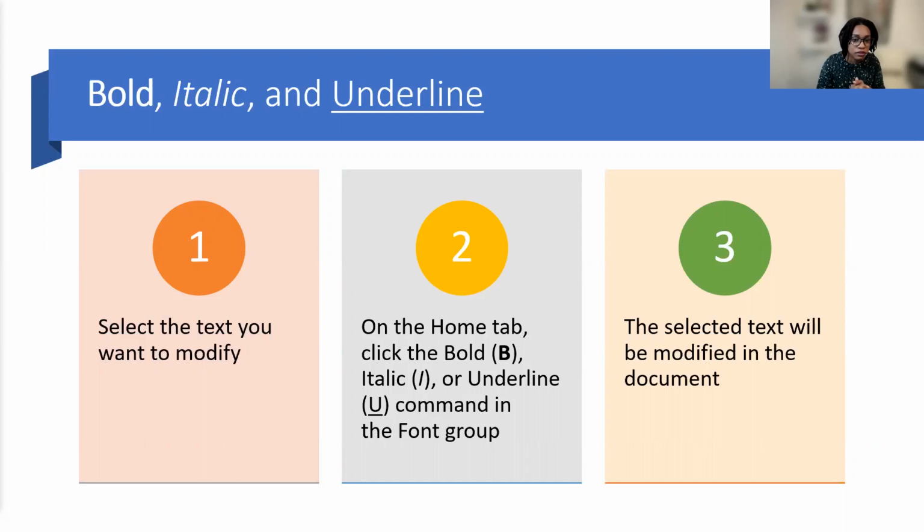So bold, italic, and underline are all really important graphic highlighting tools to use when you want to draw attention to important words or phrases. After you select the text here, you're going to click the B for bold, and it's a bolded B, an italic I for italic, or an underlined U for underline. And then the selected text will be modified in your document.